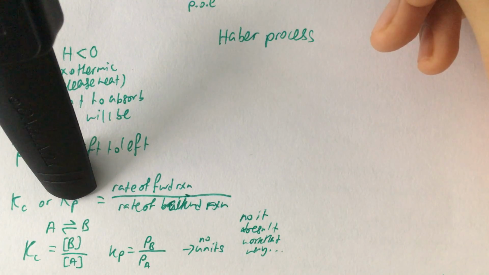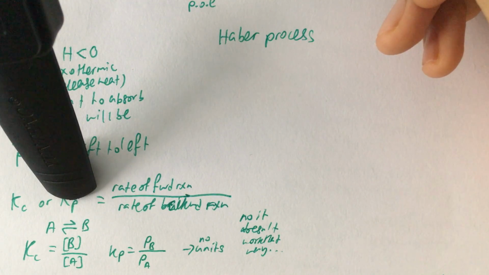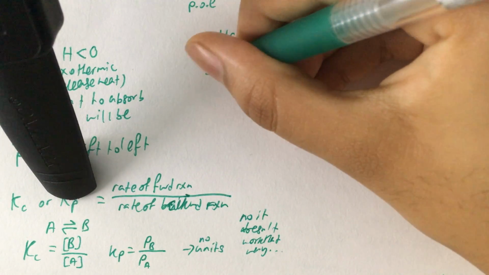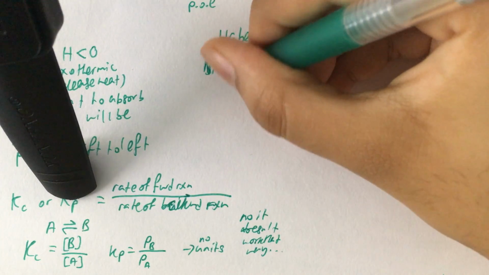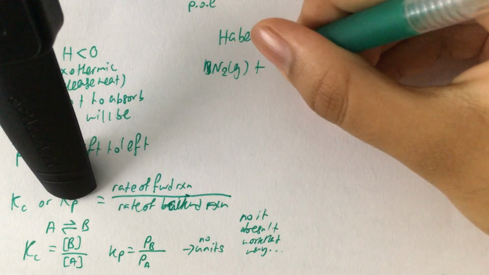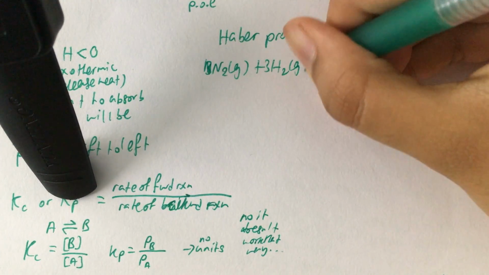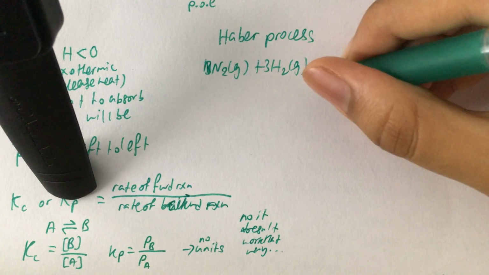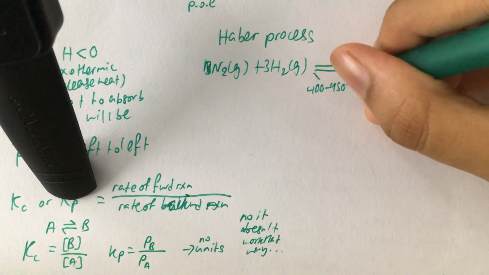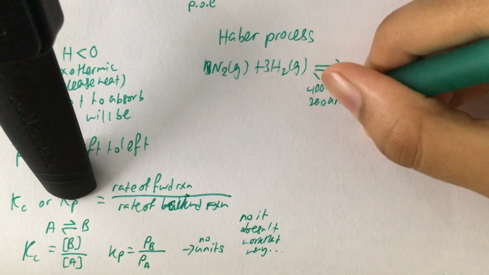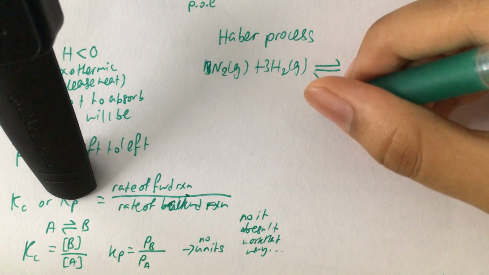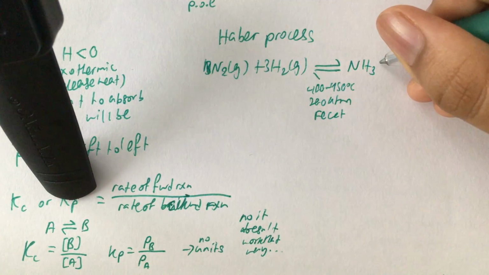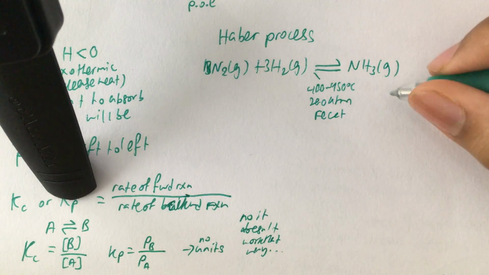So for the Haber process in an industrial setting, you combine nitrogen and hydrogen gas, 1 to 3 by volume, and you use the conditions of 400 to 450 degrees Celsius at 200 atm with an iron catalyst. Afterwards you cool all the products, the resultant mixture, and try to remove as much ammonia as possible, and then you return the rest of the gases back into the reaction. So that's how the cycle works.